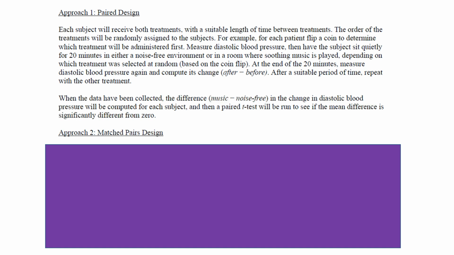You're going to measure their diastolic blood pressure and then have the subject sit quietly for 20 minutes in either a noise-free environment or in a room where soothing music is played, depending on which treatment was selected at random based on the coin flip. At the end of the 20 minutes, you're going to measure the diastolic blood pressure again and compute its change, so the after minus the before. Then after a suitable period of time, you'll repeat with the other treatment.